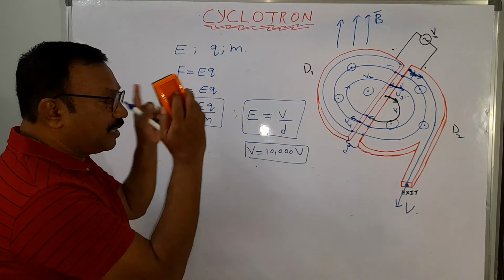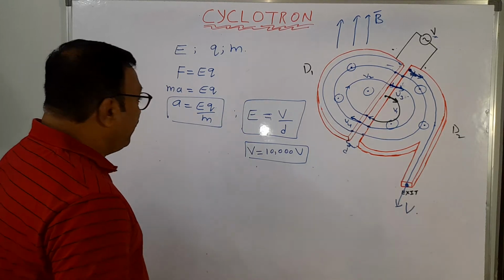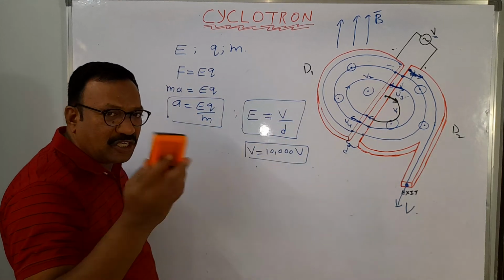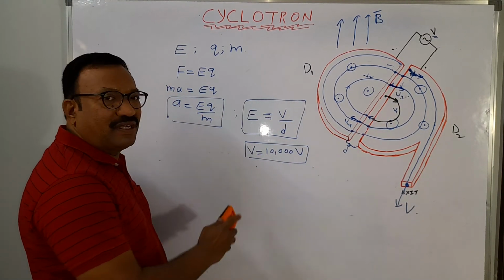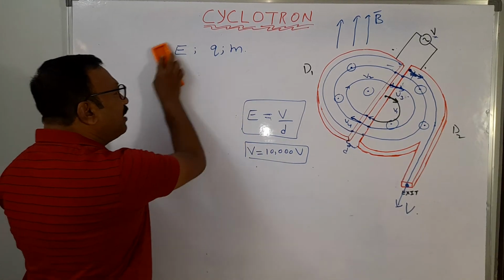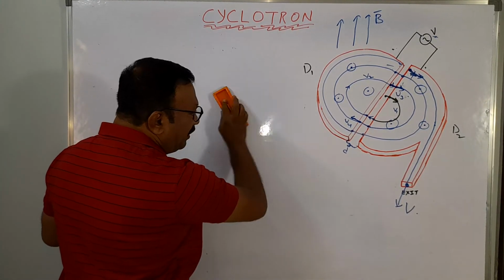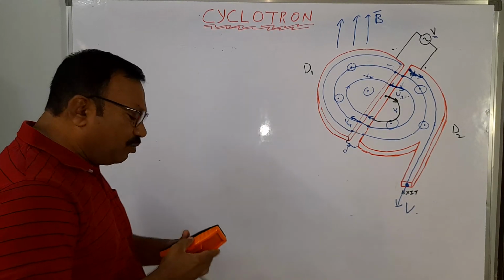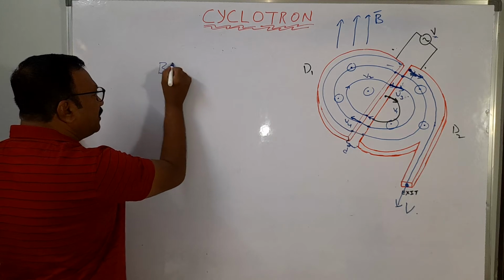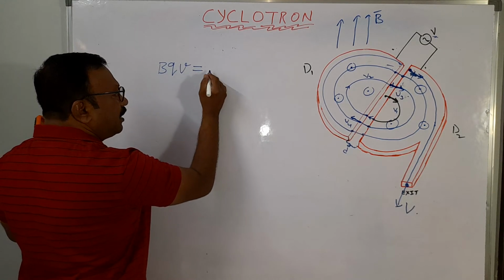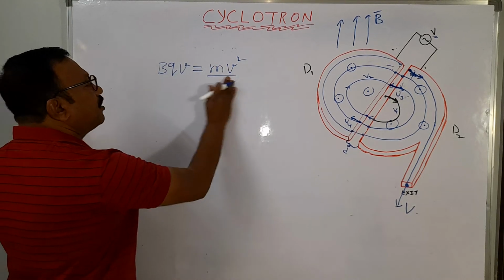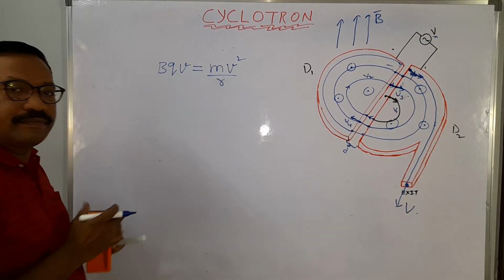Just now I discussed the electric field between the plates. Next, coming to the magnetic field. Inside the Ds, there is no electric field, only the magnetic field is there, which is coming out, I said. So what does the magnetic field do now? Whenever the particle is entering any D, the magnetic field makes the particle move in a circular motion. When it is moving in a circular motion, the force exerted by the magnetic field is equal to the centripetal force, mv squared by r. Small r I will take.